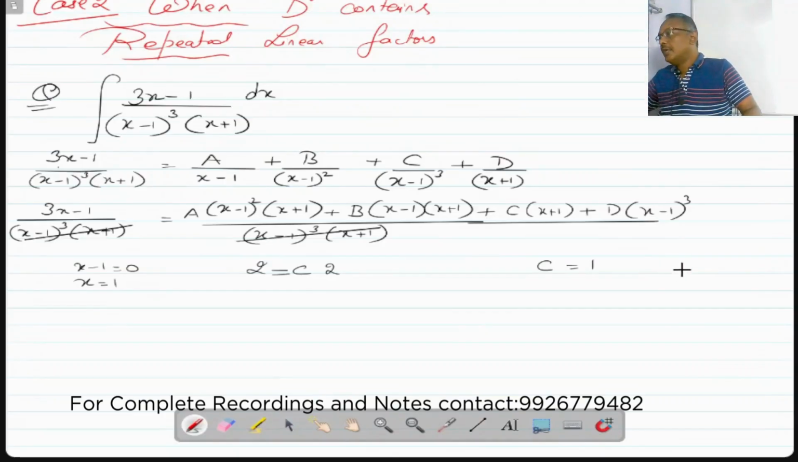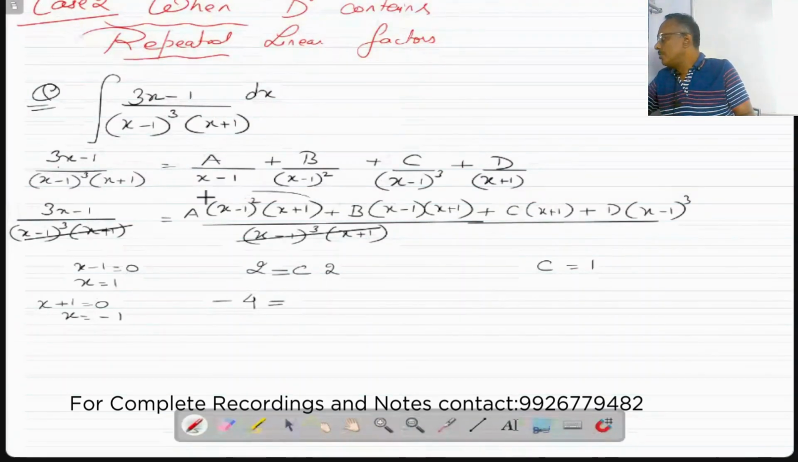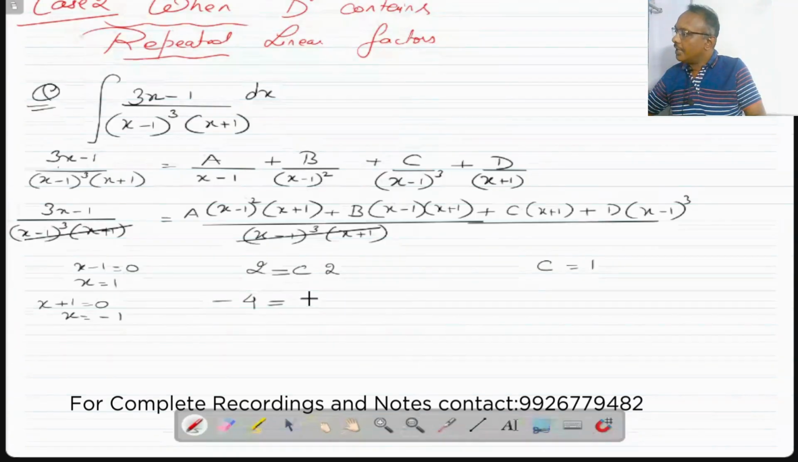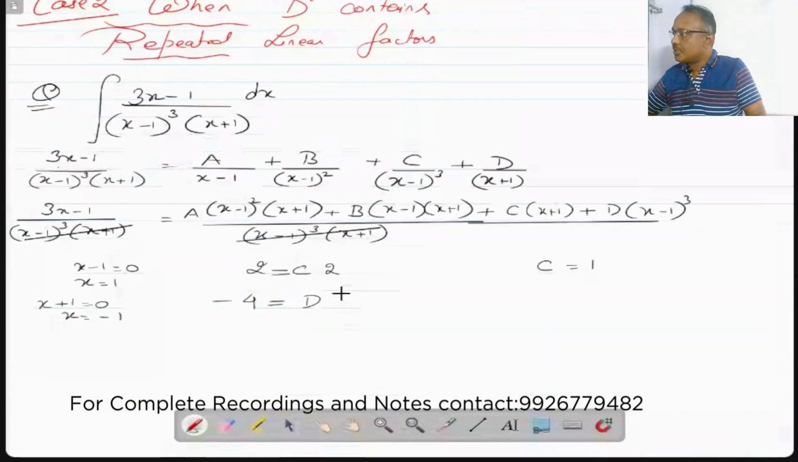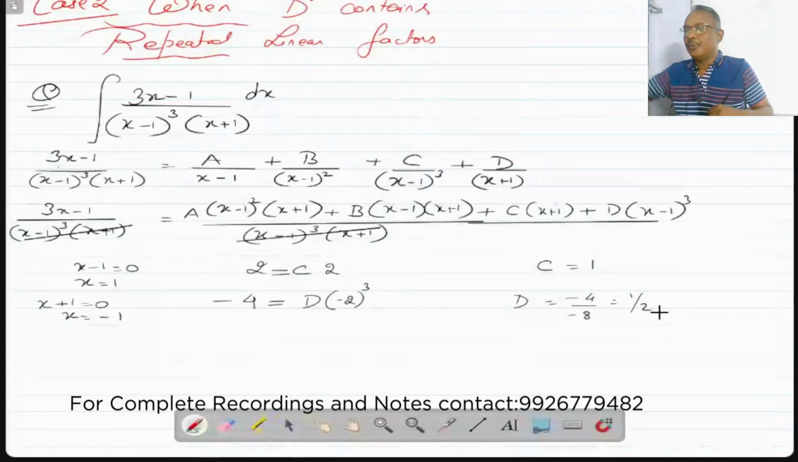Following? Next you put x plus 1 as 0. You get x ka value minus 1. Put minus 1 here, तो minus 3 minus 1 becomes minus 4. ये term 0, ये term 0. This term 0. This term also 0. Now who is left out? D के साथ minus 1 is minus 2. Minus 2 का cube is minus 8. So minus 4 upon minus 8 becomes 1 by 2.